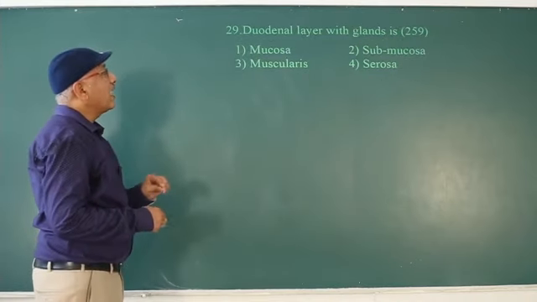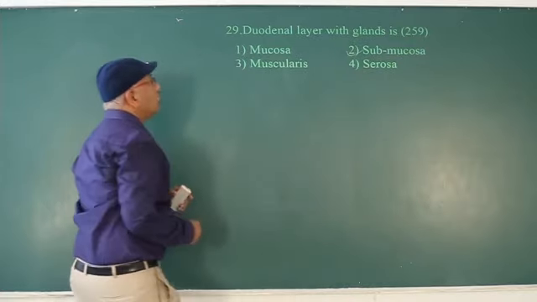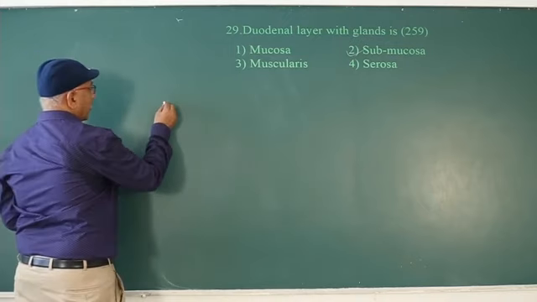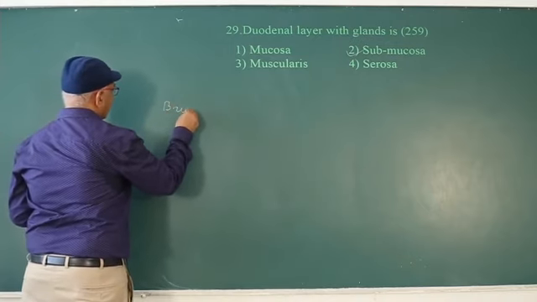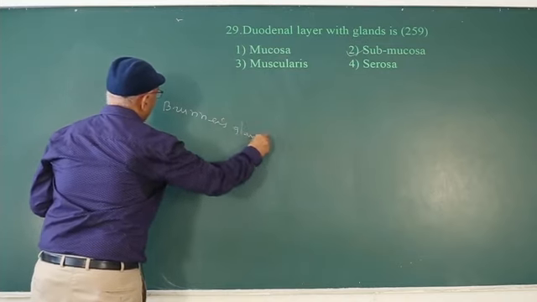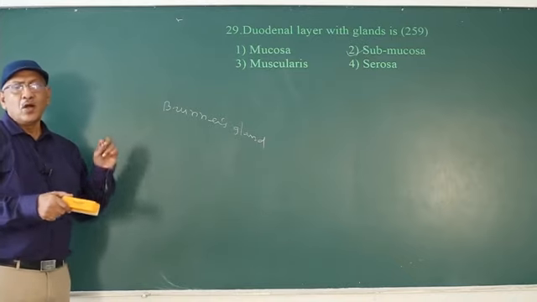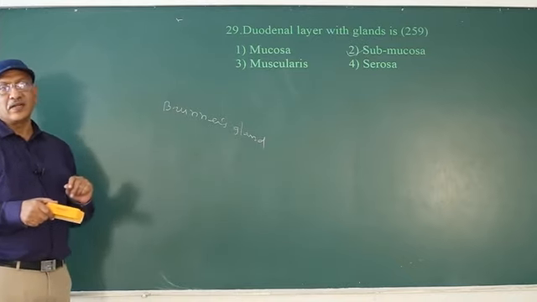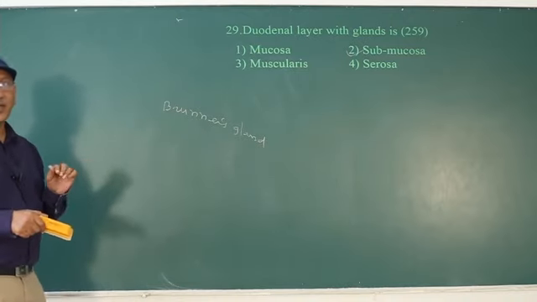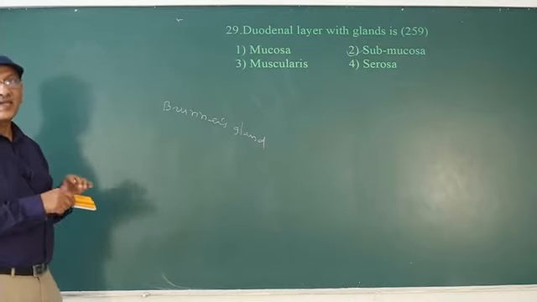Duodenal layer with glands is submucosa. Submucosa of duodenum contains mucus secreting glands known as Brunner's glands. The secretion of Brunner's glands and crypts of Lieberkuhn together is known as succus entericus, meaning intestinal juice.